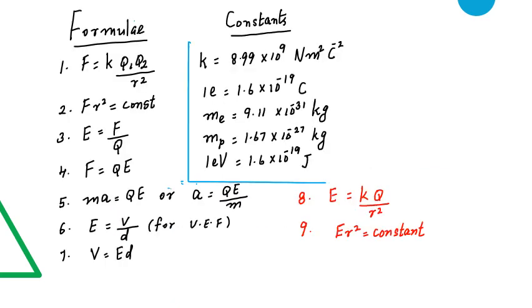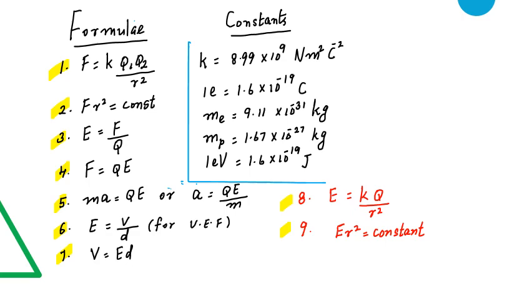So these are the equations we have learned so far. Coulomb's law using inverse square concept, F r squared is a constant. Electric field strength is force per unit positive charge. By cross multiplication we get F is equal to QE. Using Newton's second law, ma is equal to QE or a is equal to QE over m. Equation for uniform electric field, E is equal to V over d, where V is the potential difference and d is the distance between them. By cross multiplying, V is equal to E times d. And these are the two equations we have added in lesson 3.